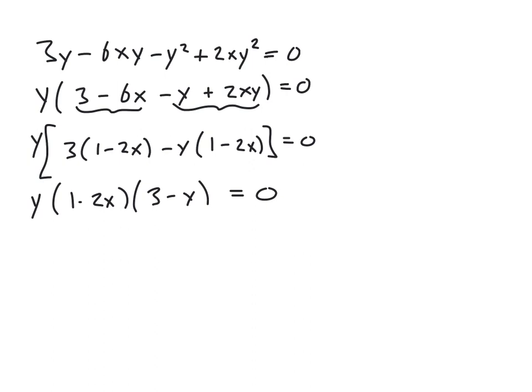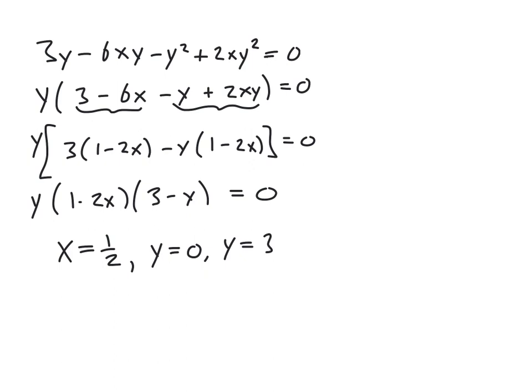And so we see we have three solutions to f sub x equals 0. We have x equaling 1/2. That comes from 1 minus 2x being equal to 0. We have y equals 0. And we have y equals 3.